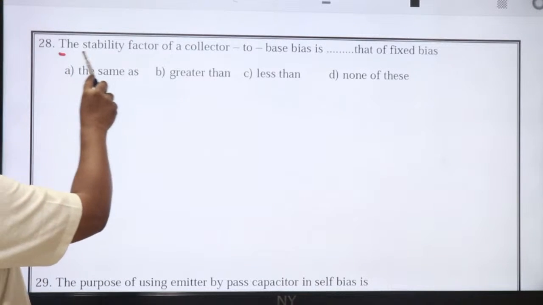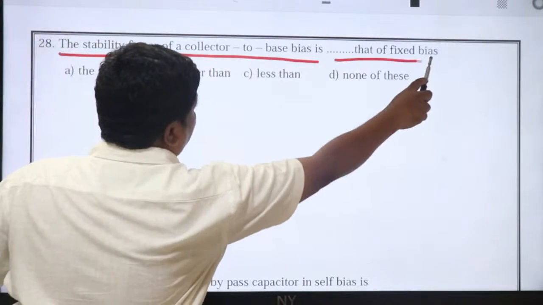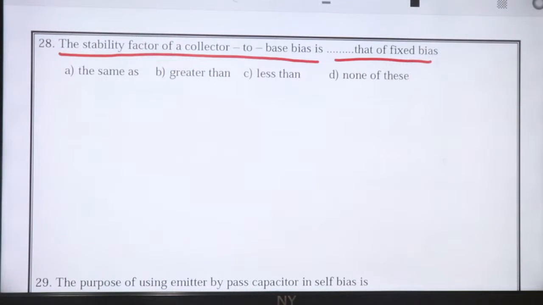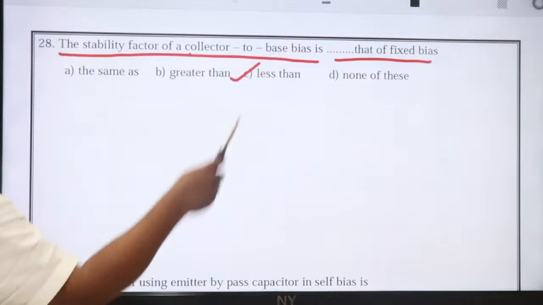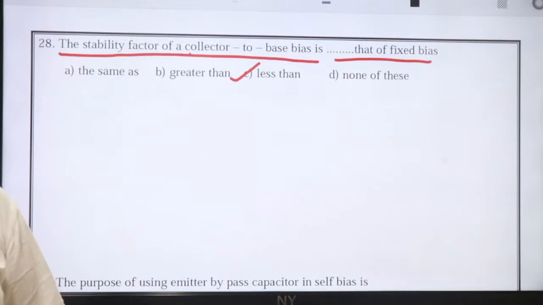The stability factor of a collector to base bias is dash that of fixed bias. It is less than that of fixed bias. Here your stability factor is less because it is a better biasing than fixed biasing.